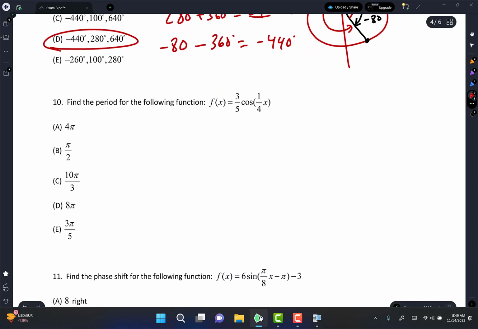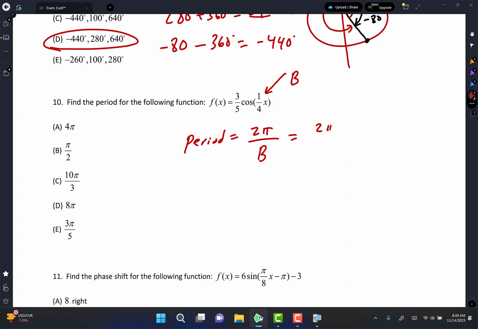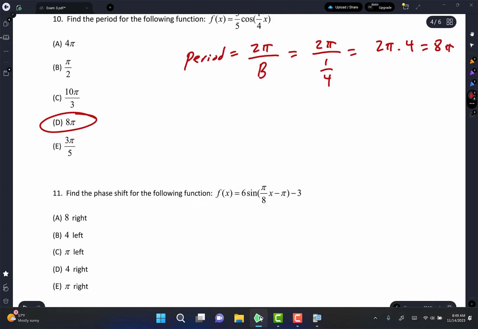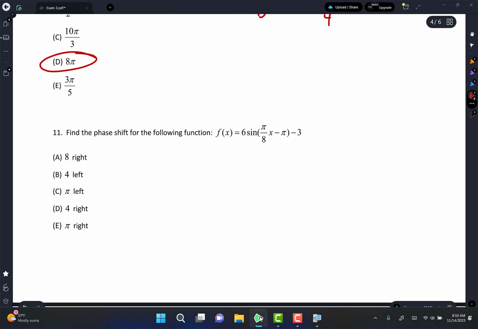Question 10, find the period of the following function. So I know that's your B value, so the period is equal to 2 pi divided by B. So 2 pi divided by 1/4. Keep, change, flip. 2 pi times 4 over 1, so 8 pi. What do you guys think? Not bad? Okay.